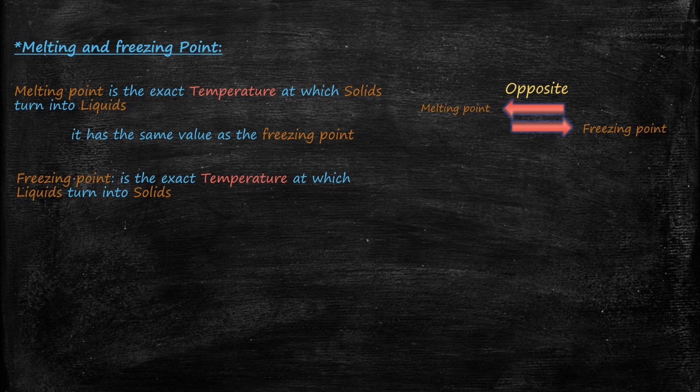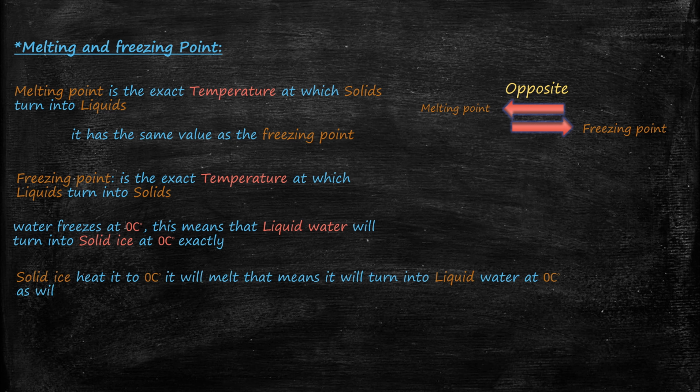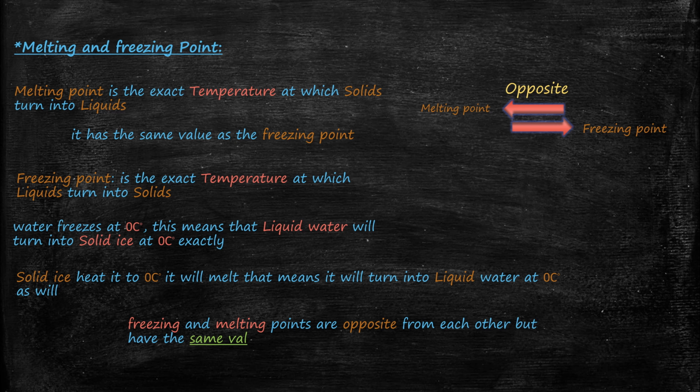Let me illustrate. Let's take water again as an example. Water freezes at 0 Celsius. This means that liquid water, and focus on the word liquid, will turn into solid ice at 0 Celsius exactly. On the opposite side, if we take solid ice and heat it to 0 Celsius, it will melt, which means that it will turn into liquid water at 0 Celsius as well. And from this experiment, we knew that freezing and melting points are opposite from each other, but have the same value.